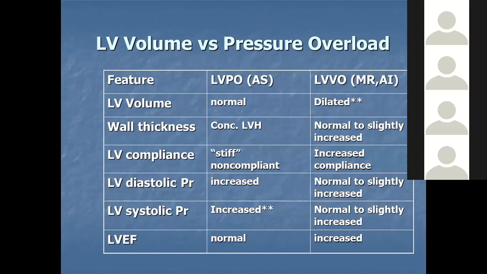So if we compare it with aortic stenosis, because in aortic insufficiency or aortic regurgitation, the same things happen with left ventricular outflow. When there is aortic stenosis, the LV volume is normal, and for wall thickness, there is concentric LVH, as we already know, and LV compliance, we already discussed, it becomes stiff and non-compliant.